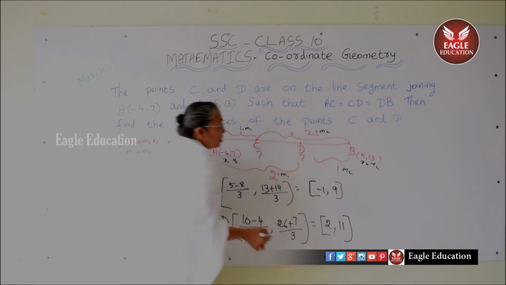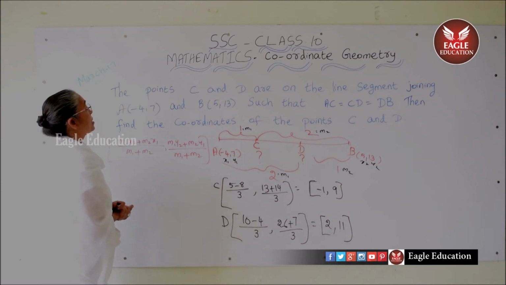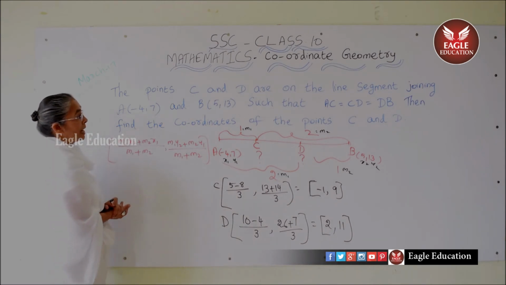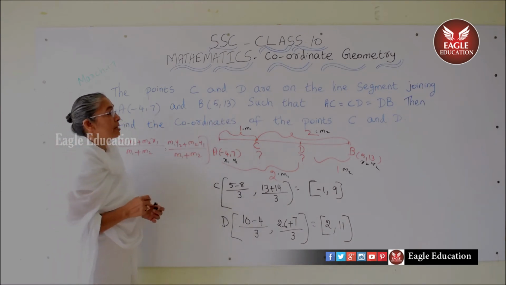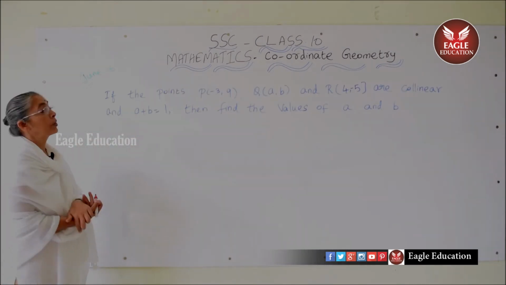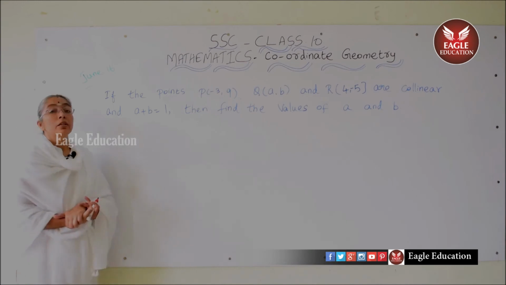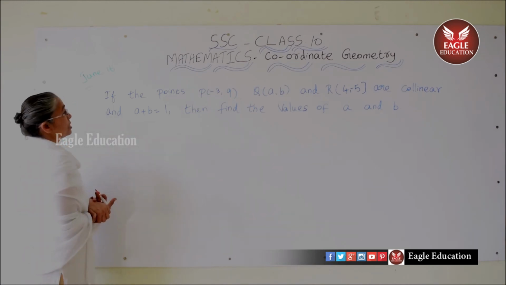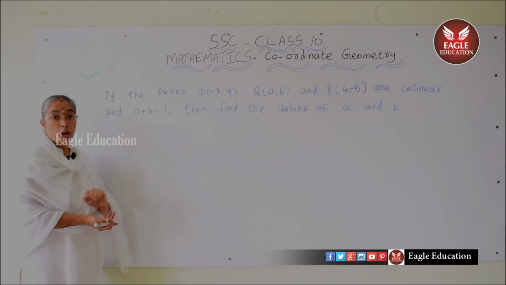So we found the coordinates of the points C and D on the line segment AB such that AC is equal to CD is equal to DB. So we are discussing the important previous year questions in coordinate geometry, that is 4 marks questions.